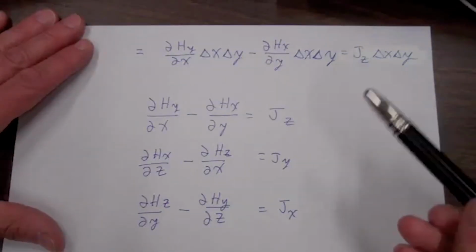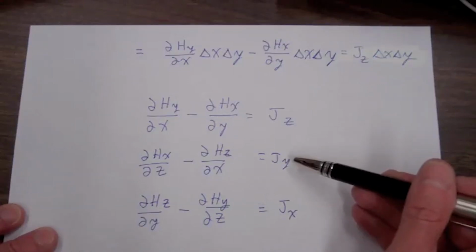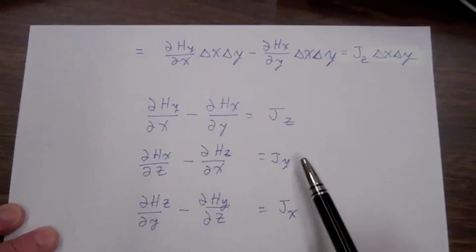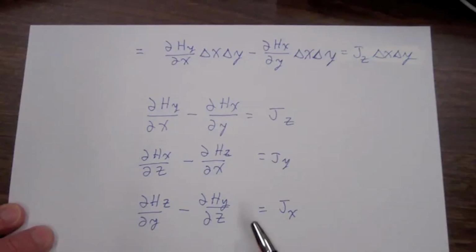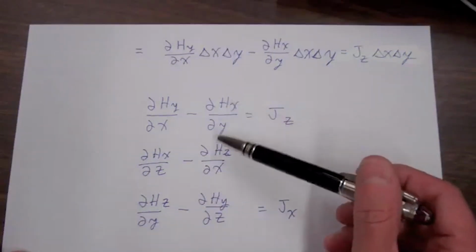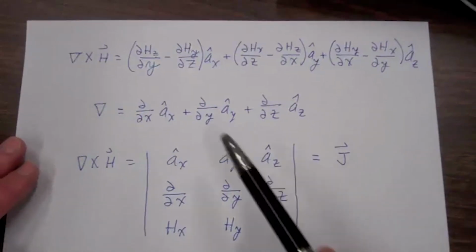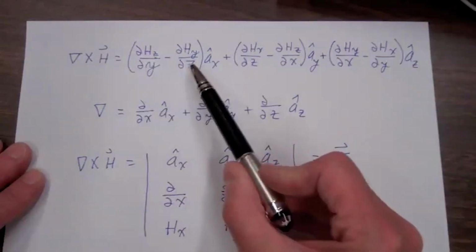Now if you would redo this process with the path of integration with a normal oriented in the y direction, you would get this expression for the y component of the current density, and if you did it with the path of integration with a normal in the x direction, you'd get the current density in the x direction given by this expression. So the three terms here on the left are the three components of the curl of the magnetic field intensity.